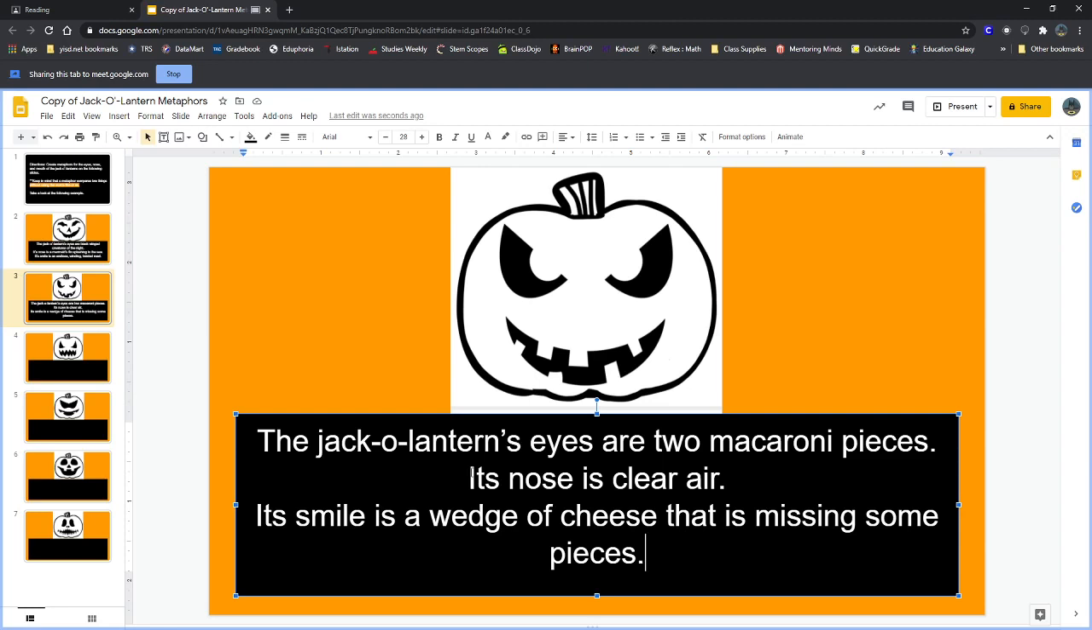But this is great. The jack-o'-lantern's eyes are 2 macaroni. Its nose is clear air. Its smile is a wedge of cheese that is missing some pieces. Now, Nakai, I'm glad you pointed that out to us earlier. We want to make sure that in these metaphors, we're not using like or as. With a metaphor, you just call it something else. So we can't say that eyes are like 2 macaroni pieces. We're just saying that they are 2 macaroni.